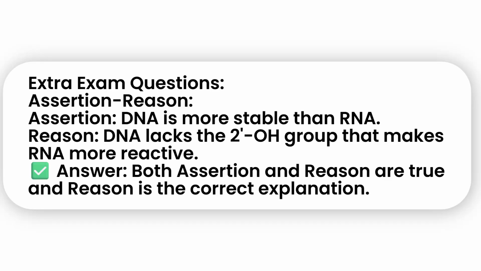Extra exam questions. Assertion and Reason. Assertion: DNA is more stable than RNA. Reason: DNA lacks the 2' OH group that makes RNA more reactive. Answer. Both assertion and reason are true, and reason is the correct explanation.